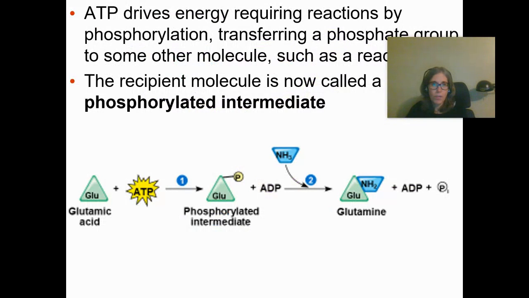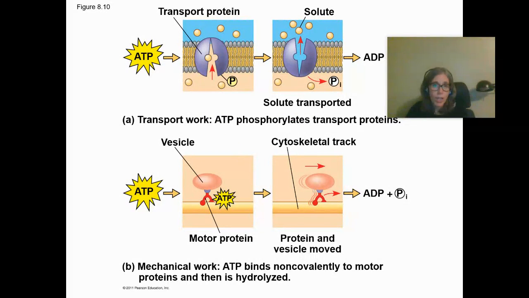All right, this term phosphorylated intermediate, we'll use that a lot. It just means you've got a middleman here with a phosphate group on it, P's and O's, phosphate and oxygen. Another example, I kind of showed you this one already, but when you have a transport protein, ATP will often phosphorylate it, which changes its shape, and then you'll need another ATP to change it back to the way it was before.